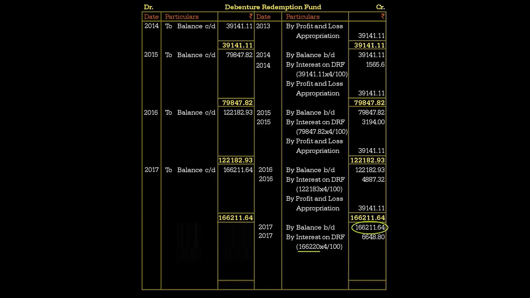So, 1,66,220 into 4%, that comes to 6,648.80. And the last installment, the fifth year's installment, is by profit and loss appropriation account 39,141.11. So, all the 5 years are over. Now, the closing of the fifth year of the fund account we have to keep pending, because that will be closed only after closing of the debenture redemption fund investment account. So that part we have to keep pending.